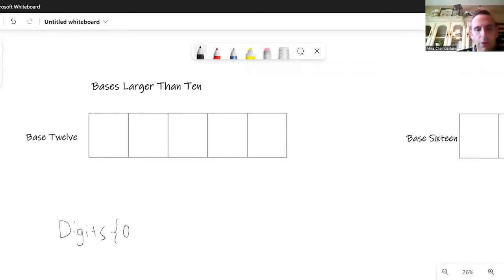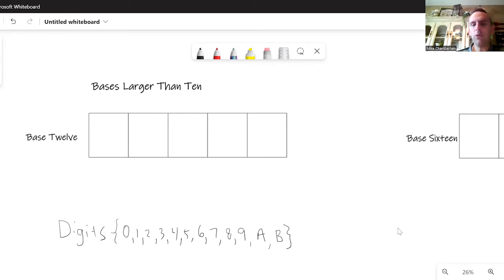So the digits will be 0, 1, 2, 3, 4, 5, 6, 7, 8, 9. That's the first 10 digits, but we need two more. So we need a digit for 10. We'll go to the letter A. That will be equivalent to a 10. And then B for 11. There's no 12 because remember, in any base, you're including 0, so you have one less. The digit value is not ever equivalent to the base name itself.